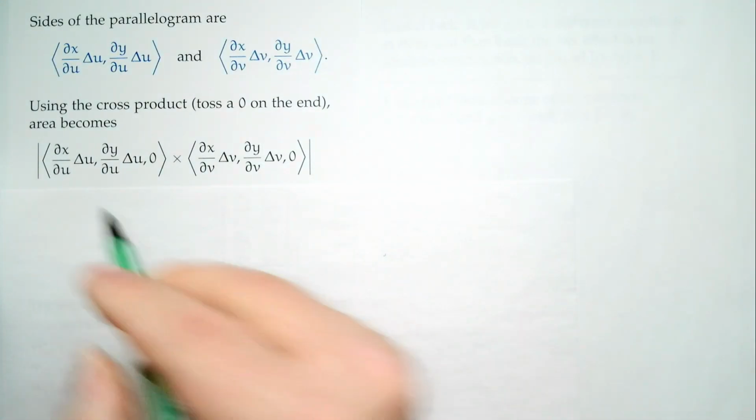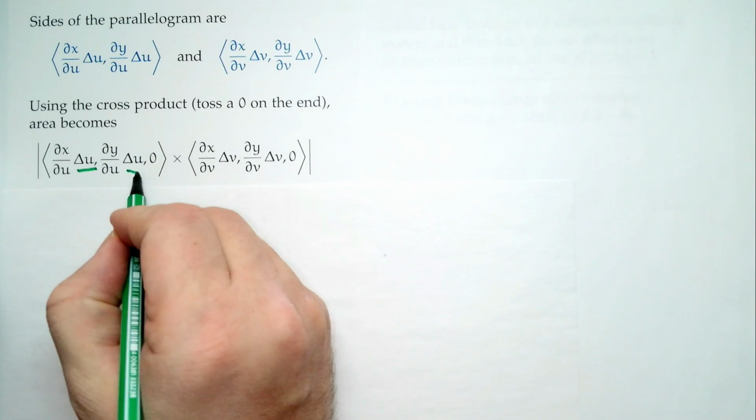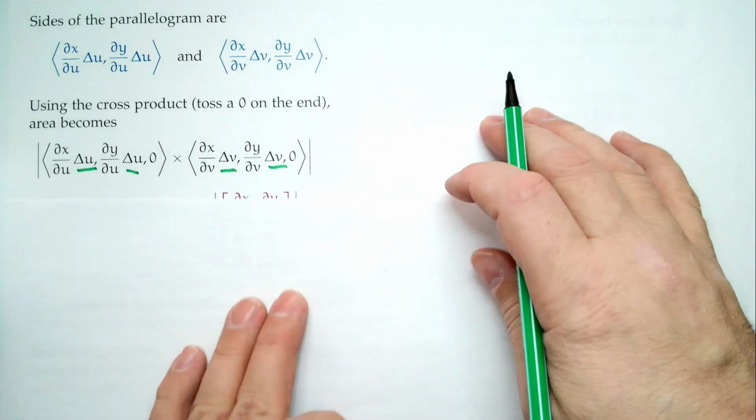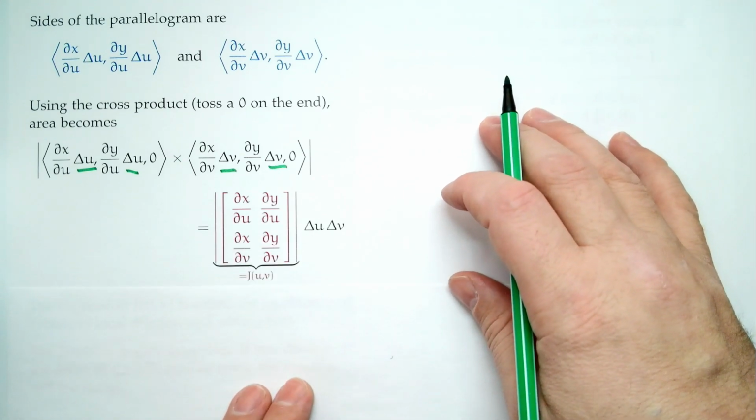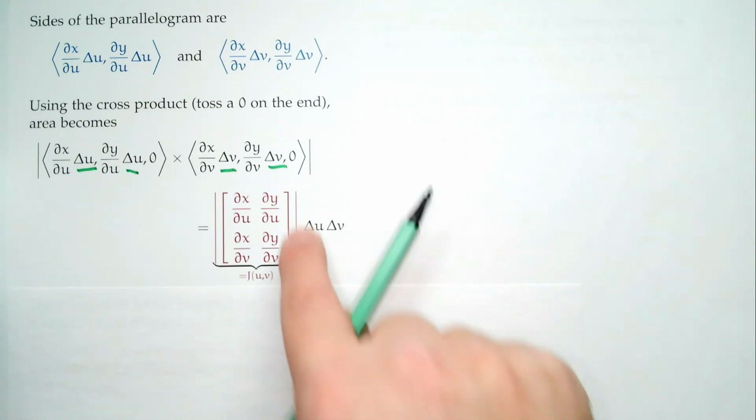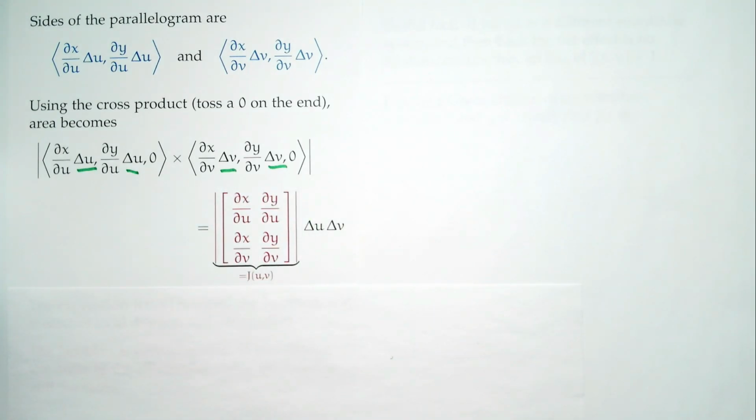First thing is, from the first vector, pull out this delta u. From the second vector, pull out the delta v. And if you do all that, what you end up with is the delta u, delta v comes out towards the end, and the rest of it becomes a 2 by 2 determinant. Now originally it's a 3 by 3 determinant, but you can do what's called cofactor expansion, and you end up with a 2 by 2.